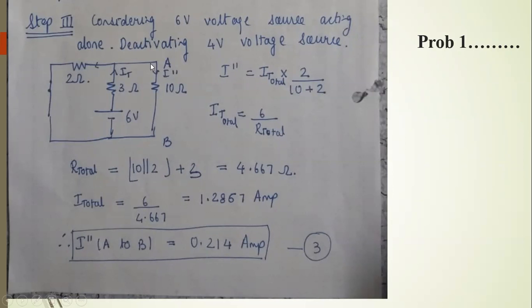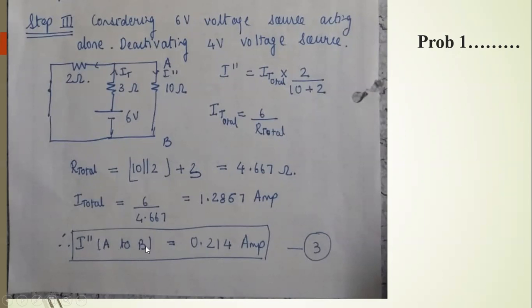Again, I'm summing up. I double dash is the current flowing through the 10 ohm resistor when only the 6 volts voltage source is considered and the 4 volts voltage source is deactivated. How did we mark the direction? We didn't assume, we marked the actual direction. Since this is the positive terminal, current will start from here. After coming to this junction, it will split into two parts, and this current will flow from A to B. So the direction of I double dash is A to B.